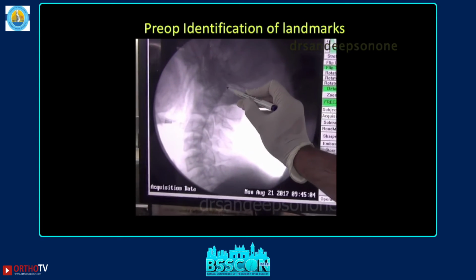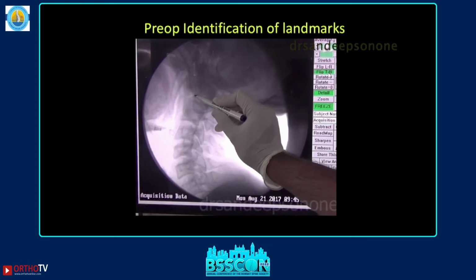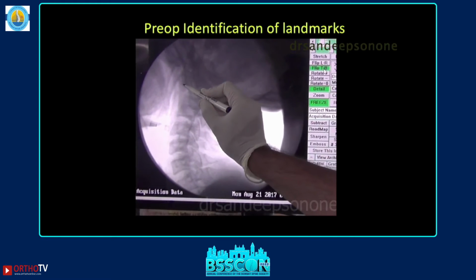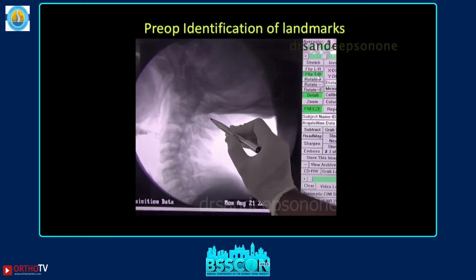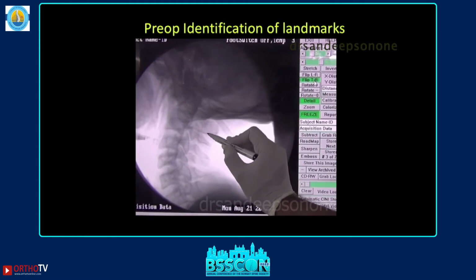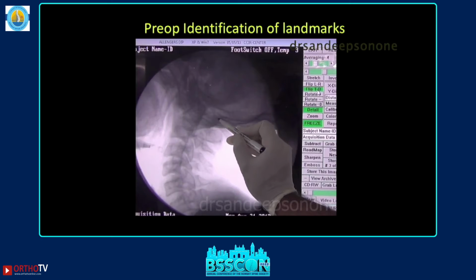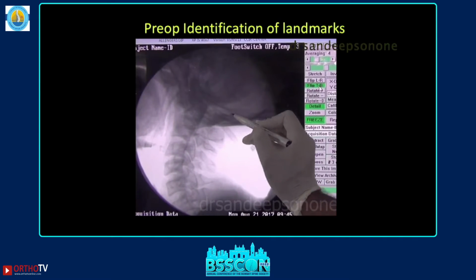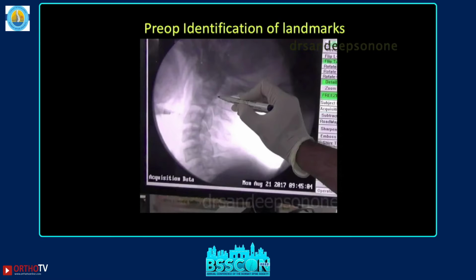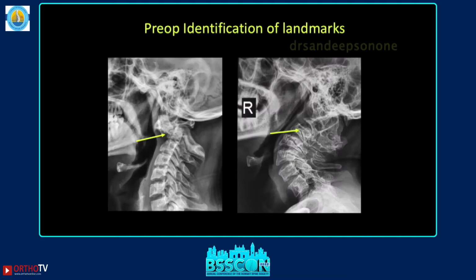Preoperative identification of landmarks is very important. So we need to identify the C2 body, the anterior margin, the C1 anterior arc, demarcate the space between C1 and C2, the C2 spinous process and the C1 arch and the occiput. These are the landmarks which will give us intraoperative assessment of the reduction after we have done the release.